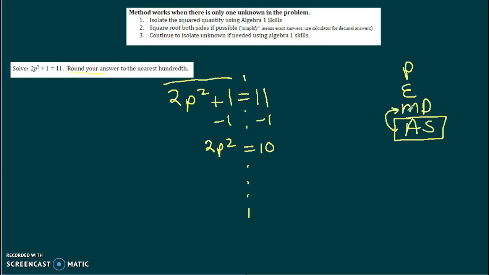I'm going to now work up the ladder. Is there anything to multiply or divide would be the next thing to do. So that, of course, I'll divide both sides by 2. That'll give me p squared equals 5.